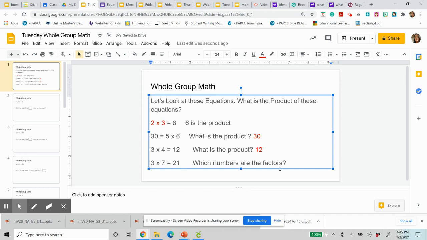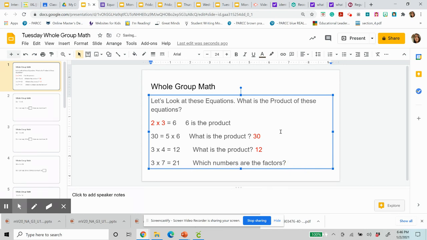All right, and I just switched it up a little bit here. Out of this equation, 3 times 7 equals 21. This is an equation. Okay, it's a multiplication equation. We can have addition equations, subtraction equations, right? But this is a multiplication equation. And now I'm asking which numbers are the factors.